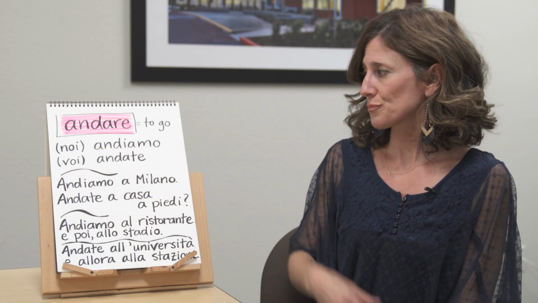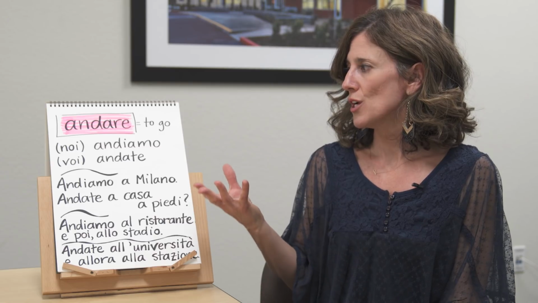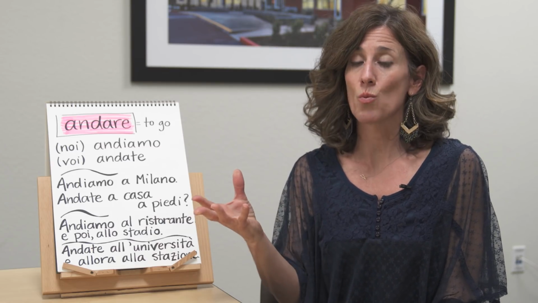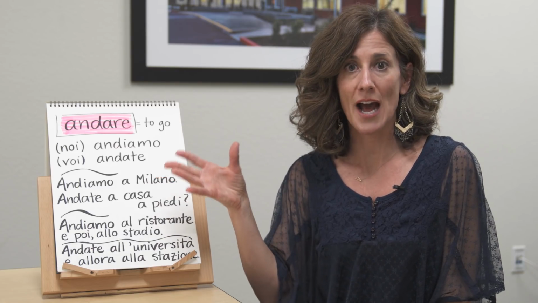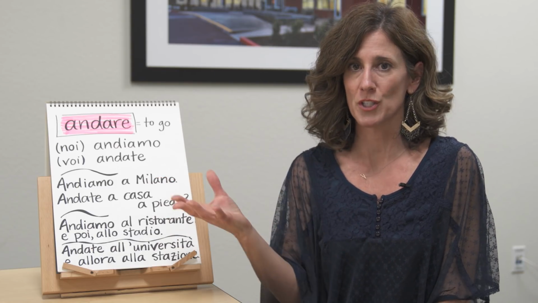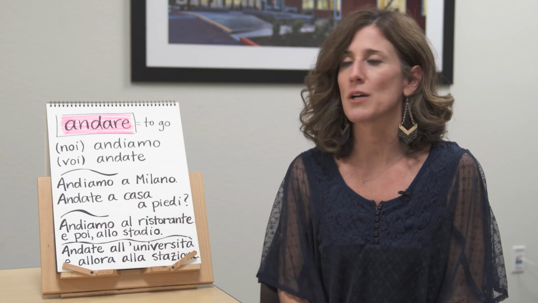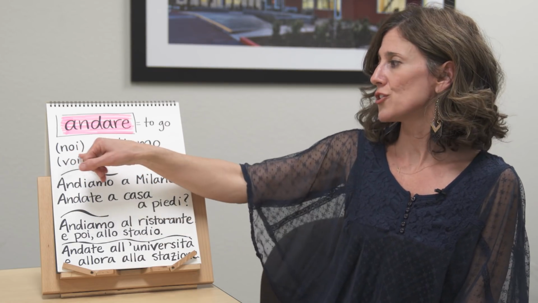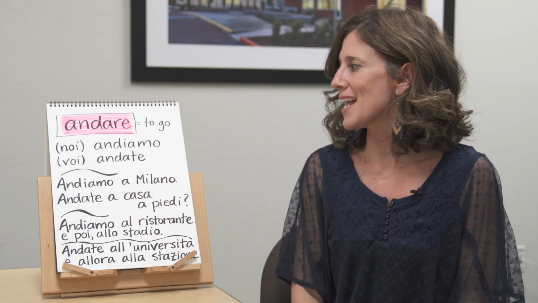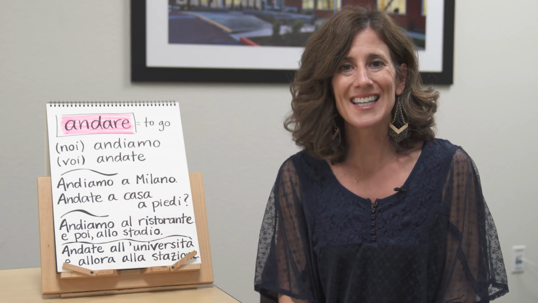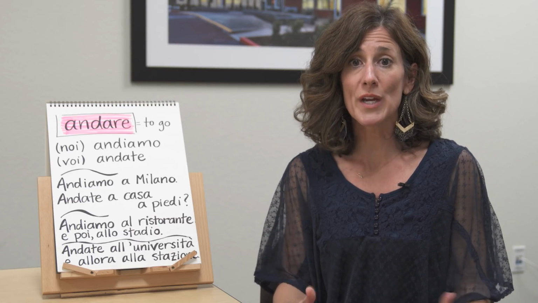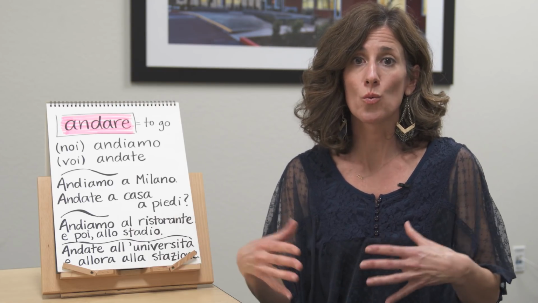The first one, and again, I have a video on subject pronouns, and if you haven't watched that, you should go back and watch that before you watch this, because we're going to be looking at verbs and it will all make more sense. The noi form is the we form, and that form starts with andare. We say noi andiamo. Noi andiamo means we go, we are going, we do go.